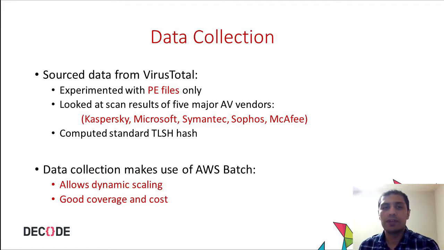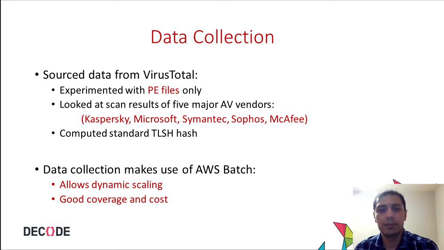The way it works is that I extracted labels from the scans of 5 major AV vendors, and those labels represent whether the particular file was detected as malware or not by the respective AV vendors. Then I use those labels to calculate the clustering quality, and more on that I will talk about in a later section. I compute the standard TLSH hash, which will be used as a feature in our clustering algorithms.